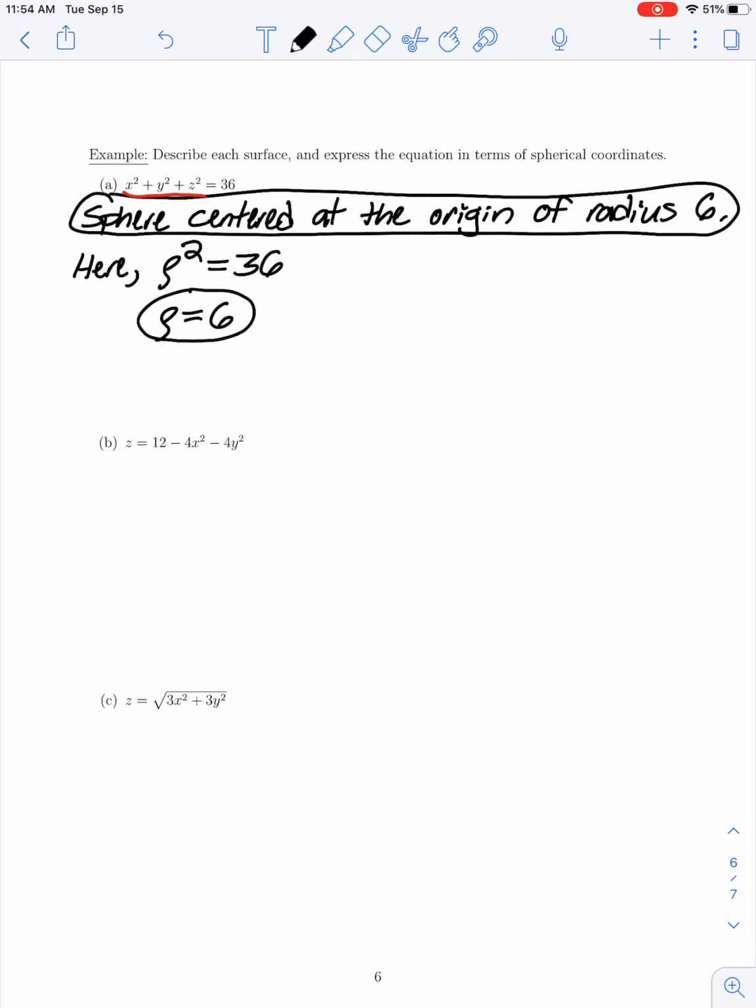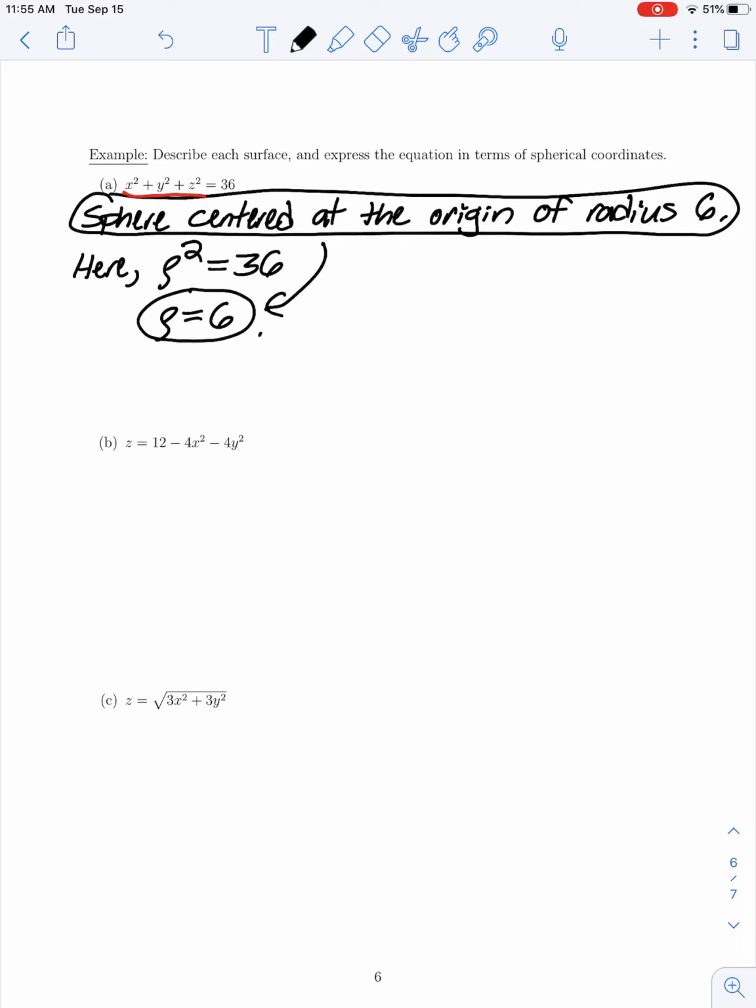So as we saw in the previous example, a constant value of rho describes a sphere centered at the origin whose radius is given by that constant value of rho. So really, instead of using this formal conversion, once we know that we're talking about a sphere centered at the origin of radius 6, we could immediately jump to this equation describing that sphere. So of course the equation for a sphere in terms of spherical coordinates is much simpler than its equation in terms of rectangular coordinates.